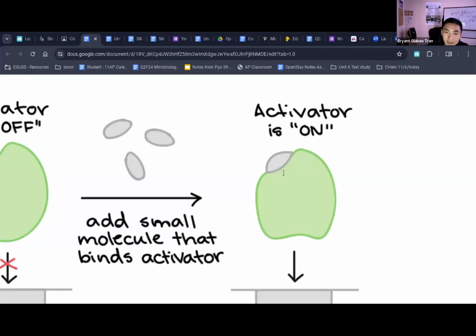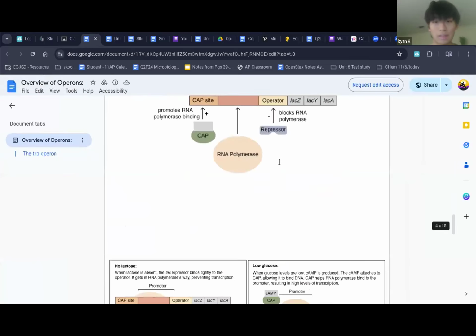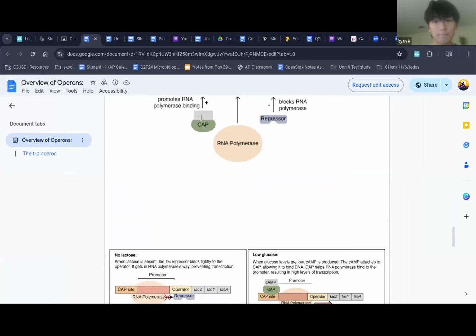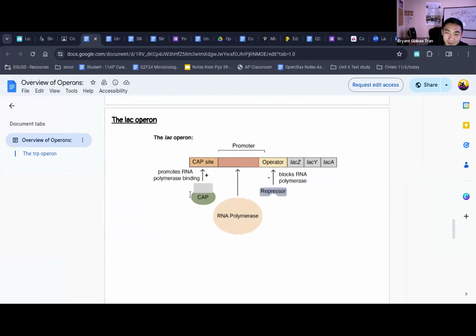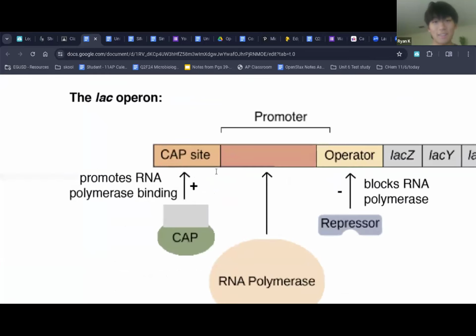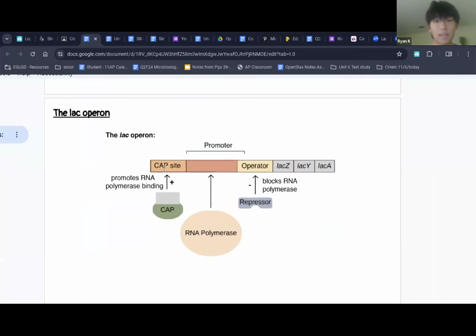Attention to detail, but you can see that these two things are the same, and these two things are the same. Same color too. That's good. Yeah, no confusion.